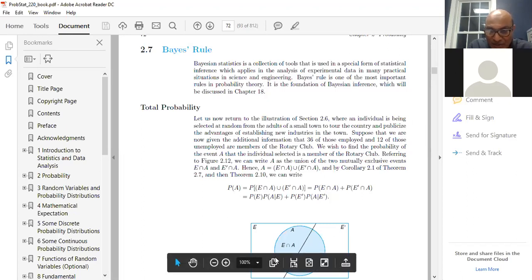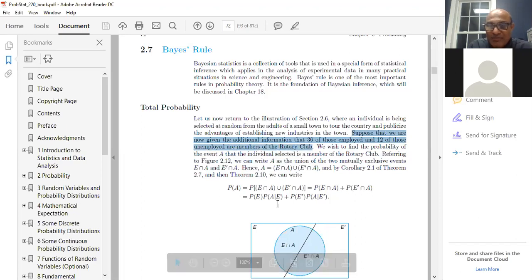Now, I would like to draw one set over here which contains some of the people who are employed and some of the people who are unemployed. Look at my cursor over here. Suppose that we are now given the additional information that 36 of those employed and 12 of those unemployed are members of the Rotary Club. So this set A is nothing but the members of the Rotary Club, in which 36 people are employed.